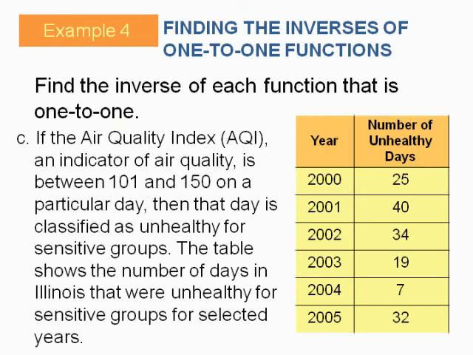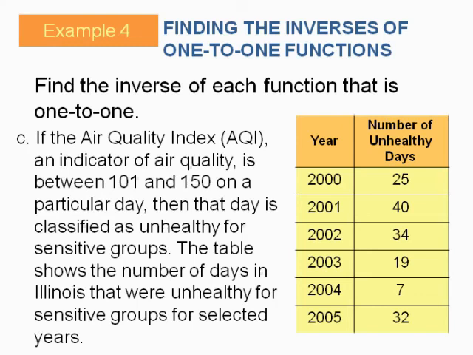Okay, now it says find the inverse of each function that is 1-to-1. So here's one graphically, or with a chart we're going to look at, a real-life example. So it says if the air quality index, the AQI, an indicator of air quality, is between 101 and 150 on a particular day, then that day is classified as unhealthy for sensitive groups. The table shows the number of days in Illinois that were unhealthy for sensitive groups for selected years.